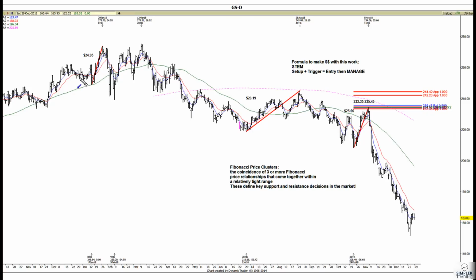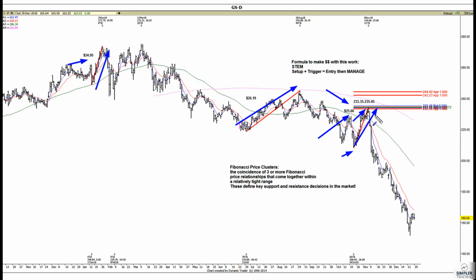Now, this is where you had a larger bearish pattern of lower lows and lower highs. One of the things that I did was compare some of these prior rally swings, like 24.95 and 26.19, from the low at this time to look for possible resistance. So this swing was very similar at 25.66. You also had other key price relationships and a cluster or a sell zone that came in at anywhere from 233.35 to 235.45. Okay, so that area was tested and it held.